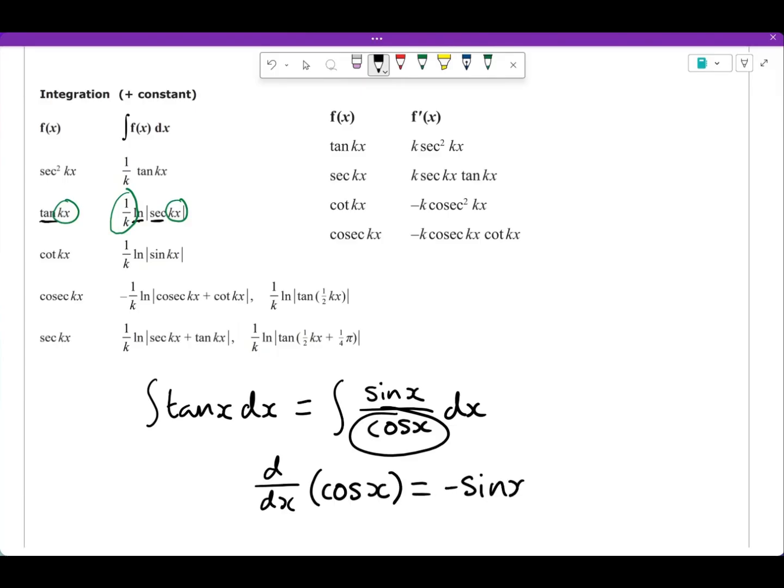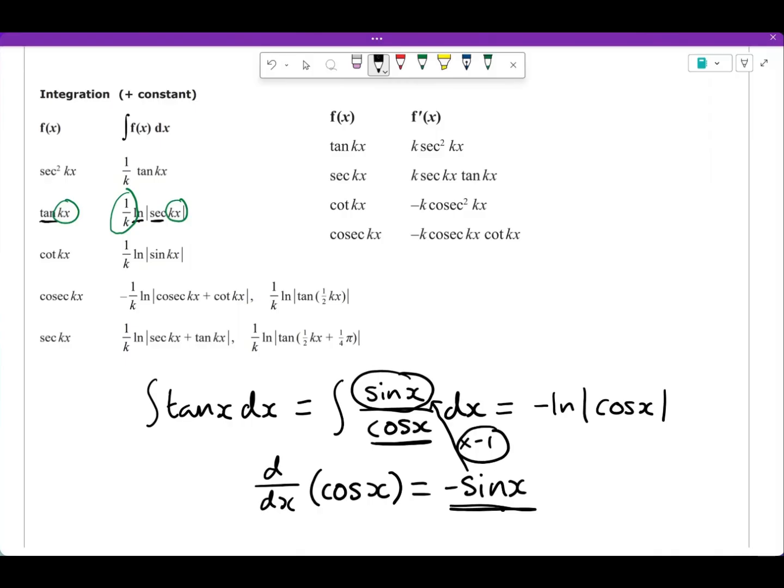And then what we do is compare this negative sine x I've got here to my numerator and ask ourselves, are they numerical multiples of each other? Well, yes, I'd have to multiply by negative 1. So we could use the reverse chain rule with the natural logarithm. So our answer would be the natural logarithm of the modulus of our denominator, which was the cos x, and then we'd have to multiply by negative 1, which is what we found down here. Then we'd add our plus c.